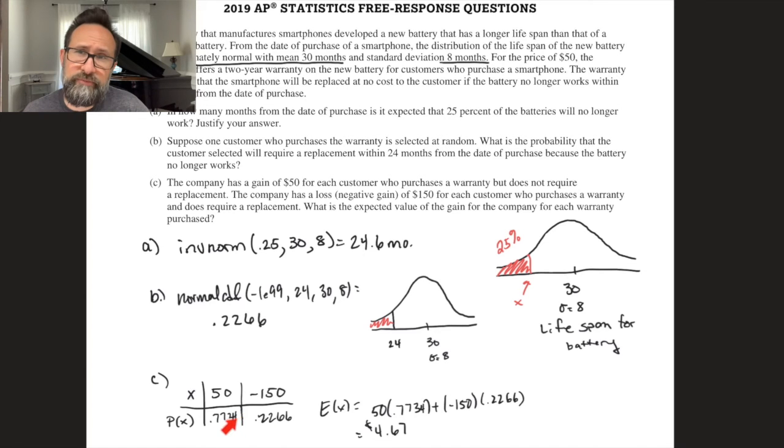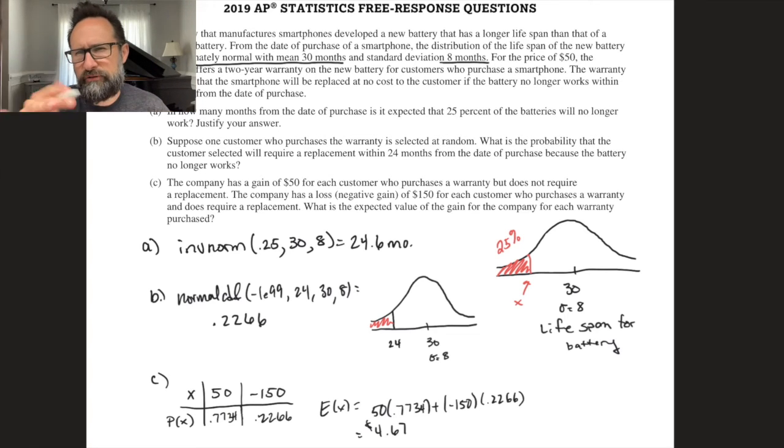The probabilities add up to 1 because you only have 2 options. Either the battery was bad or the battery was good. They honored the warranty or they didn't. In this case, we know how to find expected value. You're going to multiply the outcome times the probability, and you're going to add it all together. Do that, you end up with about $4.67.